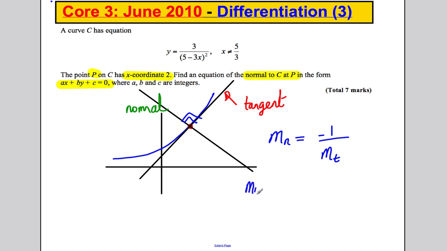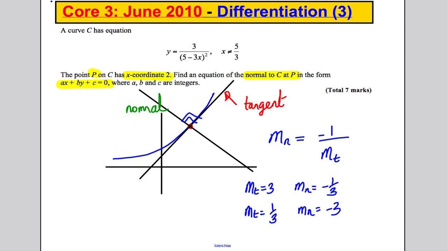So if I knew the gradient of the tangent was, let's say, 3, I would know that the gradient of the normal is -1/3. If I knew the gradient of the tangent was equal to, let's say, 1/3, I would know the gradient of the normal is -1 over 1/3, which is -3. Another way of looking at it is these two numbers must always multiply to -1.